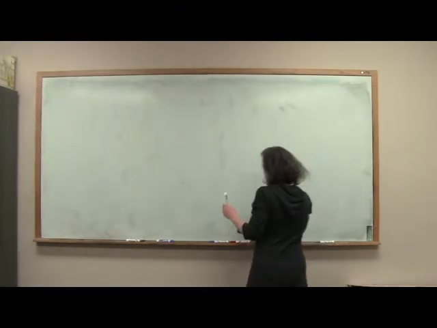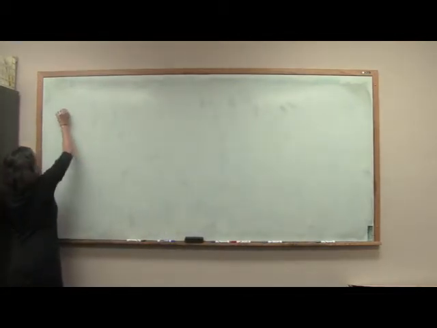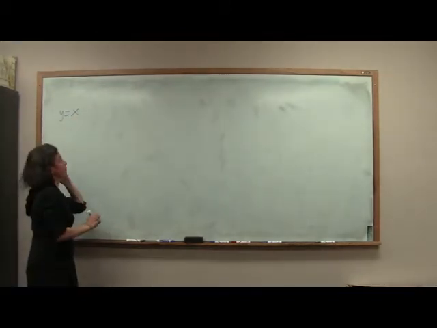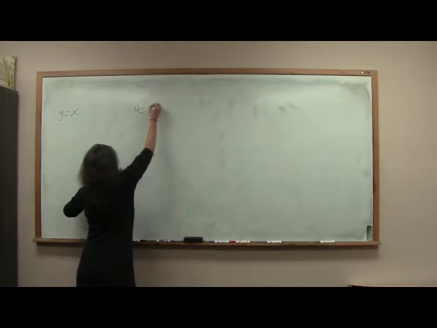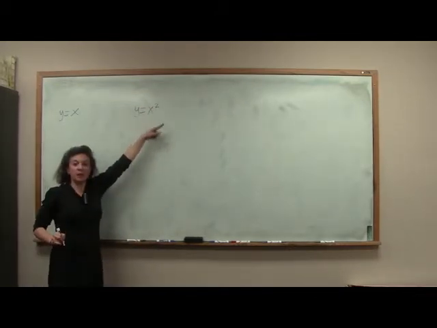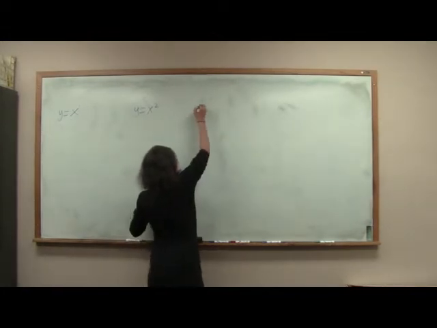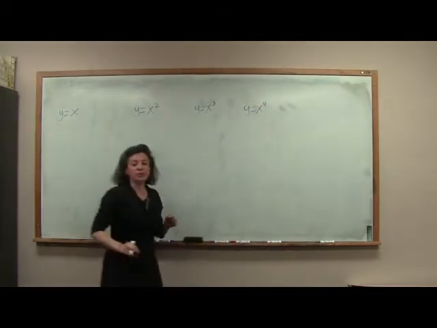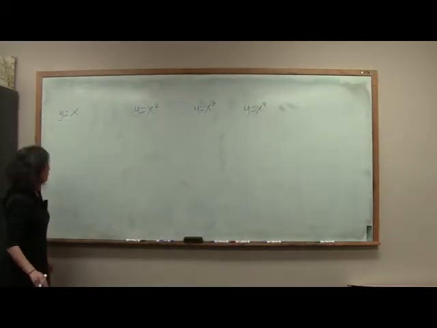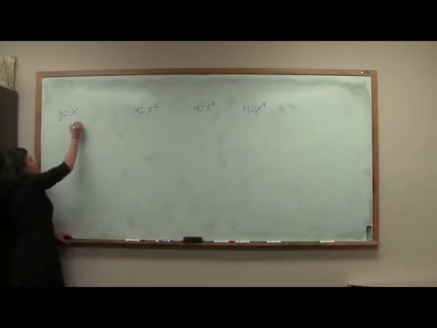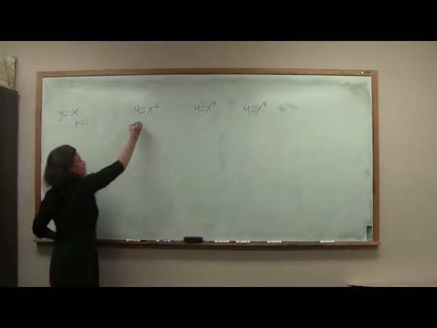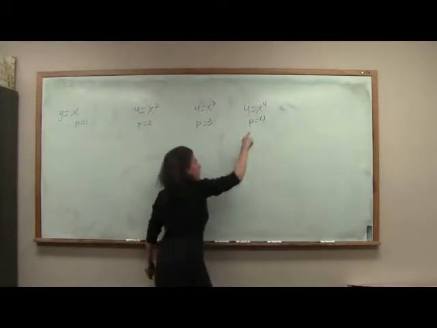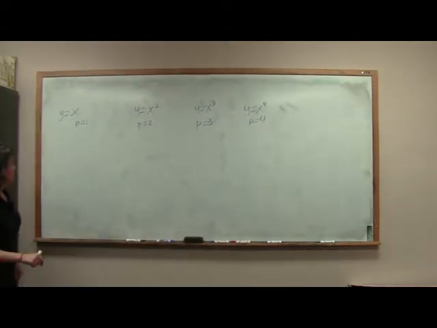All right, so the first power function we're going to look at is y equals x. Notice k is 1 and p is 1. The next one we'll look at is x squared. Here k is 1, p is 2. Then we'll look at x cubed. Then we'll look at x to the fourth, and then we'll generalize. All right, notice here p is 1. Here p is 2. Here p is 3. And here p is 4. Remember, p is just the exponent.